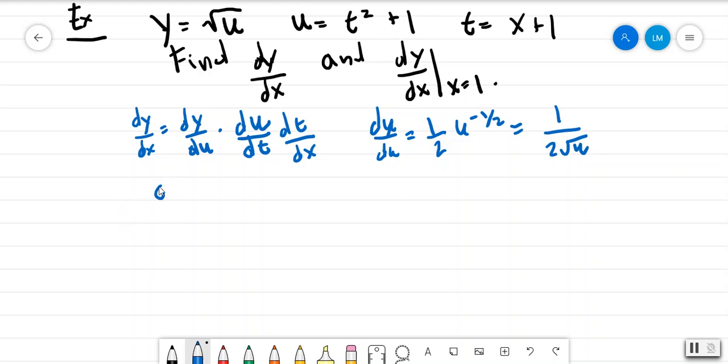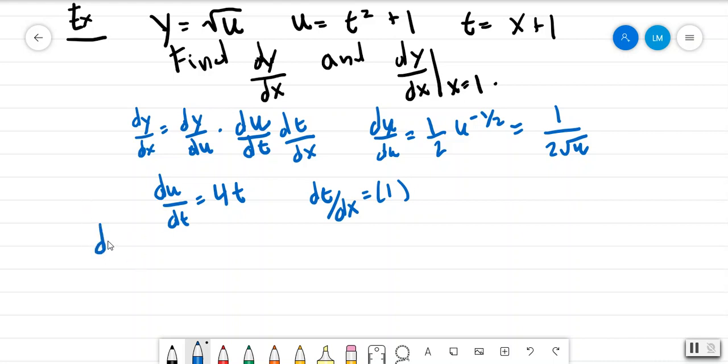Furthermore, we can find du/dt, which is equal to 4t. But then we can also find dt/dx, which is equal to just 1. Okay, so that's actually not too bad, but we'll go ahead and form the product of the three.